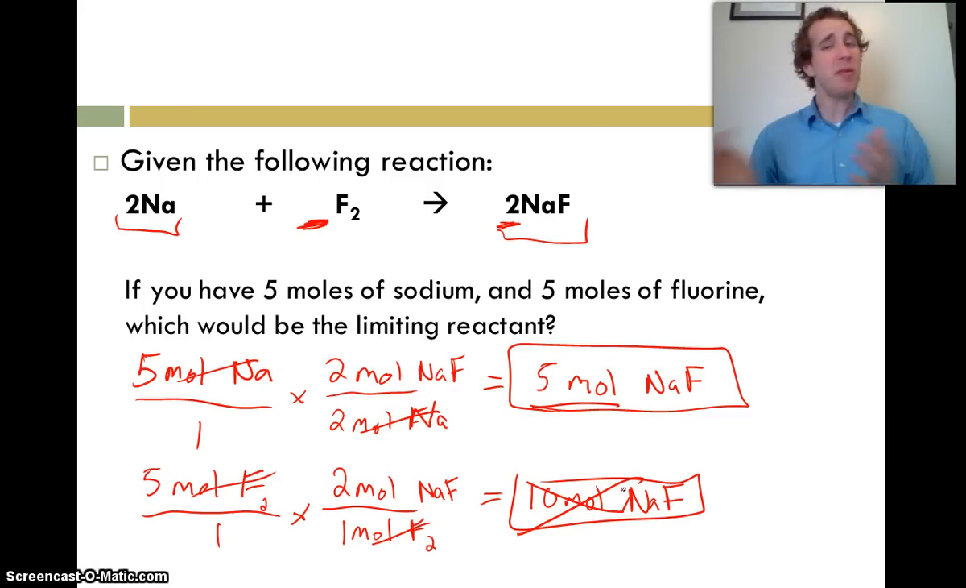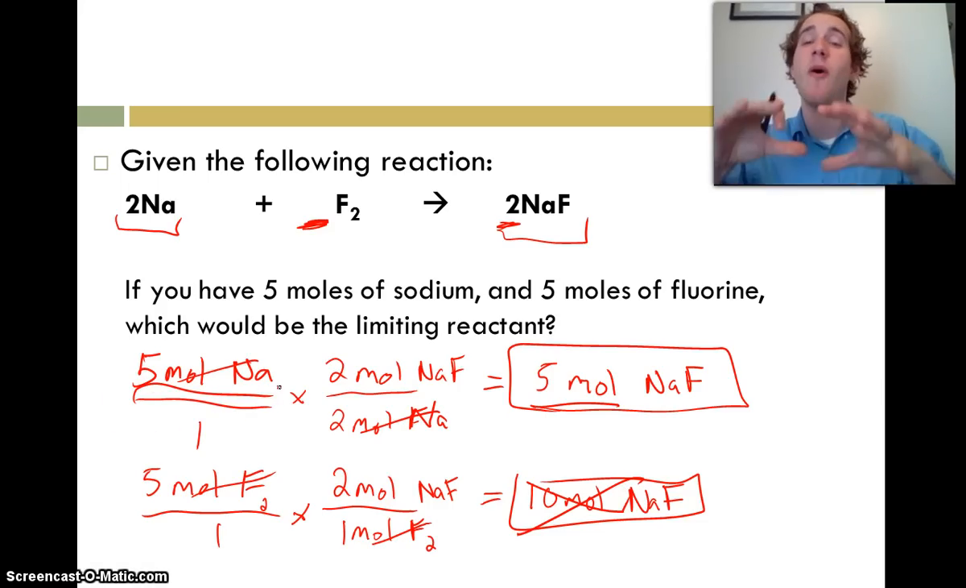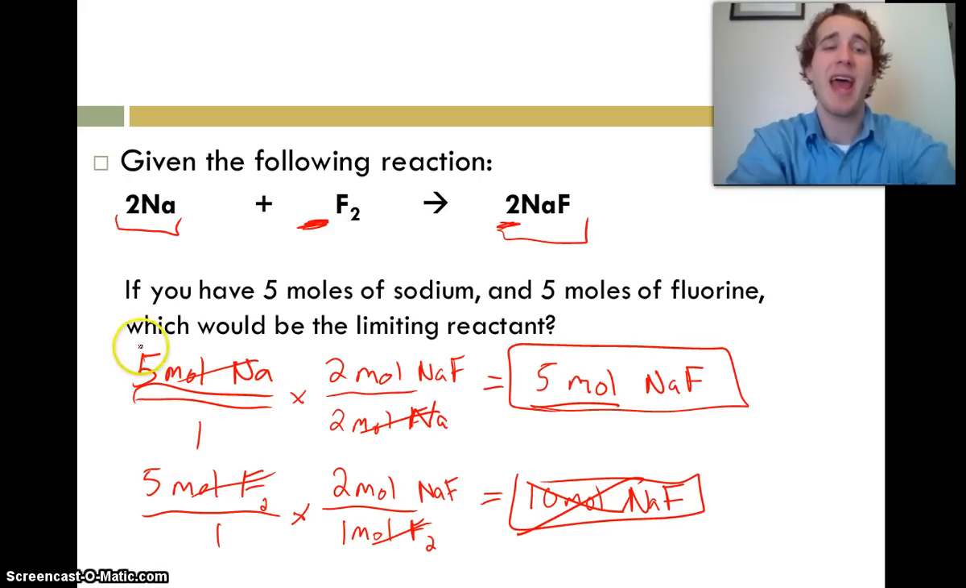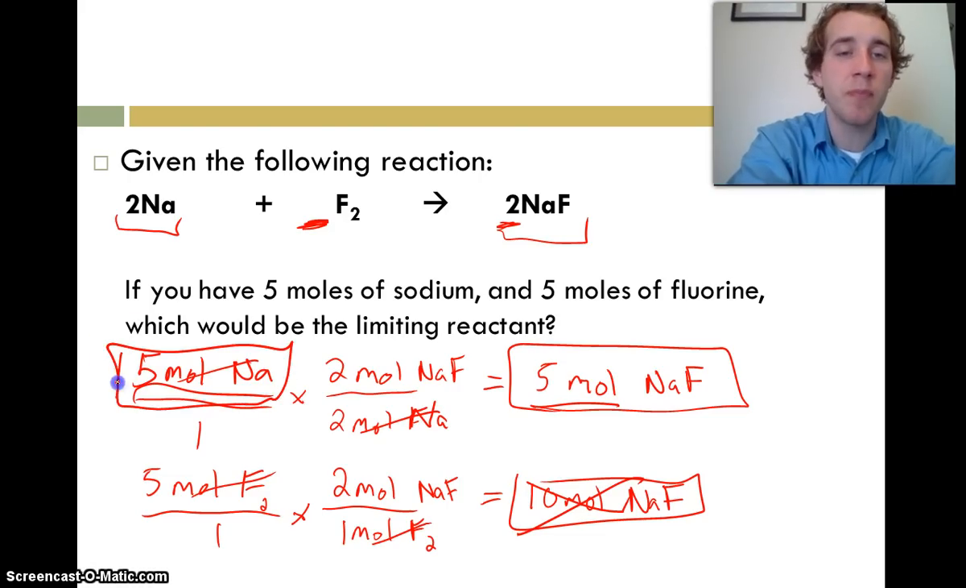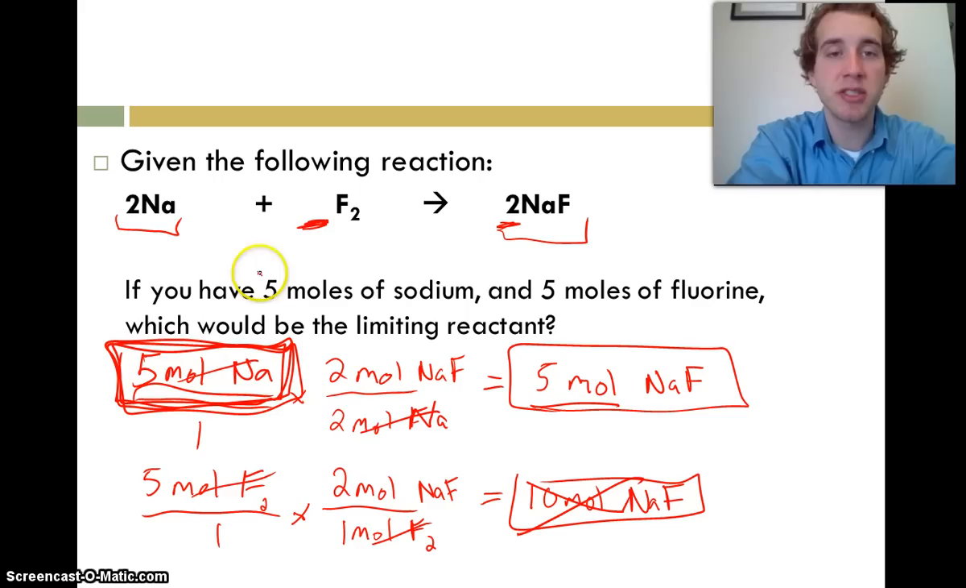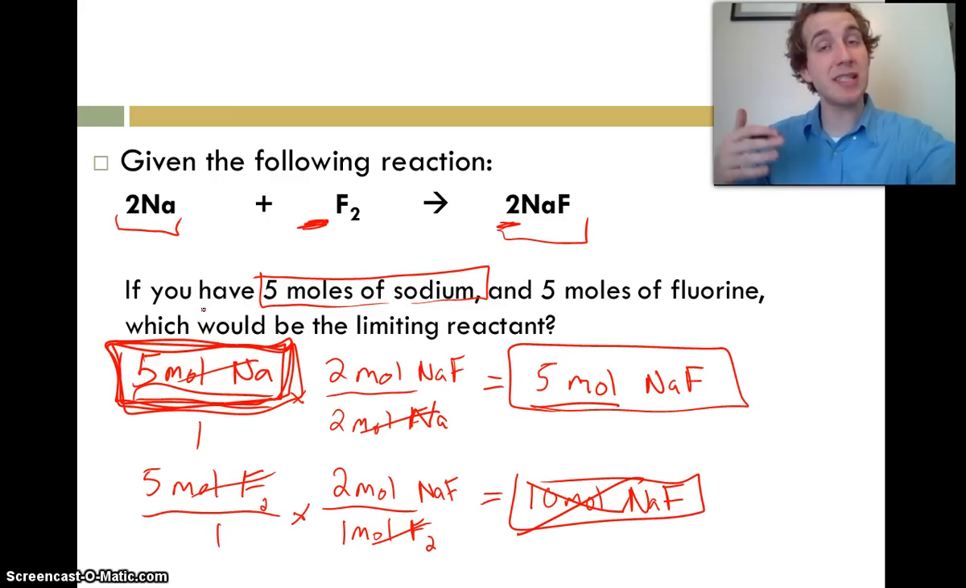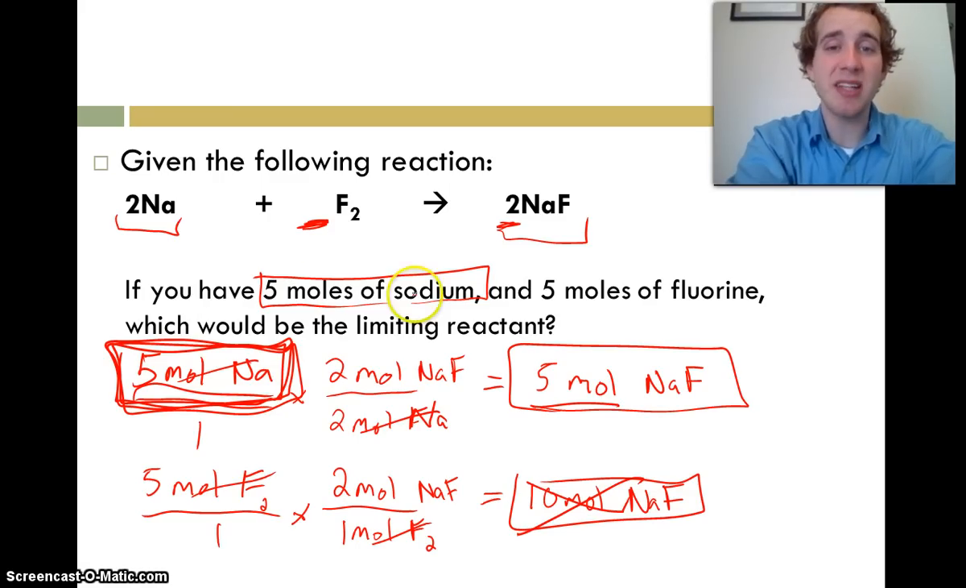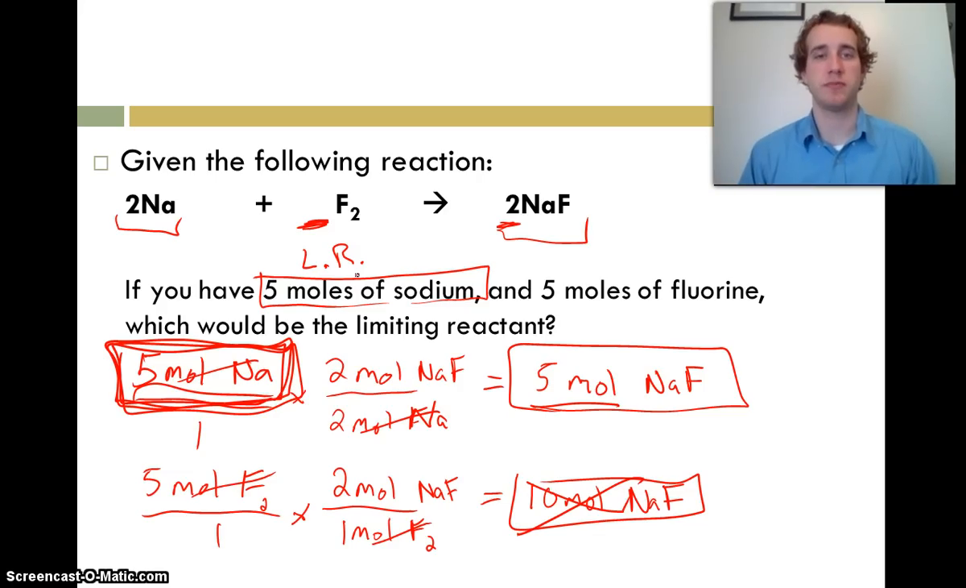Well, we're not going to be able to make 10 moles because before we make all 10 moles, we run out of moles of our sodium. What this means is that we can only make as much sodium fluoride as our sodium lets us. We have the boss. For this particular problem, the substance that makes the least amount of product is our sodium. We would call this the limiting reactant, or LR for short.